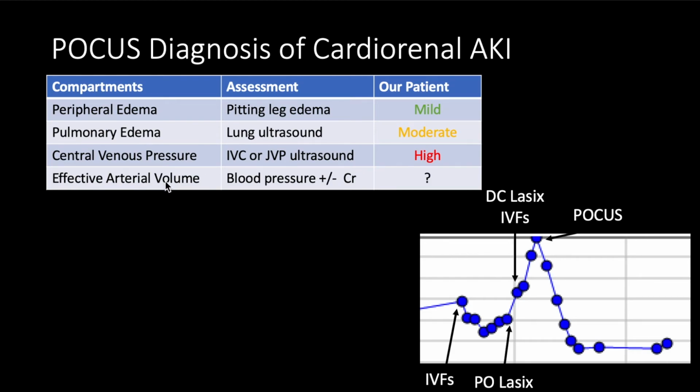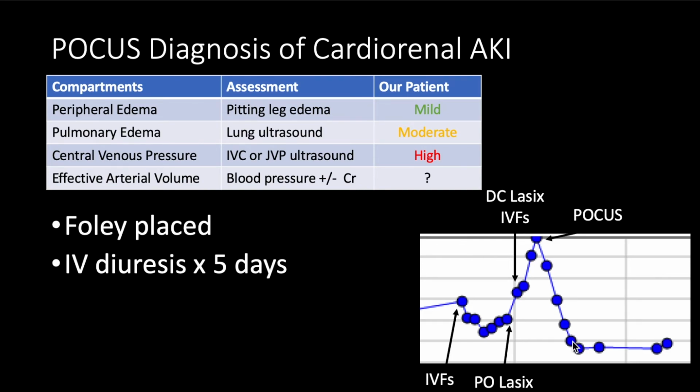And the big question was, what was his effective arterial volume? Did he have low arterial volume and then we gave fluids? And so in this case, I feel confident saying he's going to benefit from IV diuresis, and we should probably place a Foley to drain that urine at 500 cc's. And so he was diuresed aggressively for 5 days and had an awesome improvement in his creatinine. And he really did have a cardiorenal AKI that we felt much more confident diuresing given the high central venous pressure and the new pulmonary edema that was found on ultrasound.